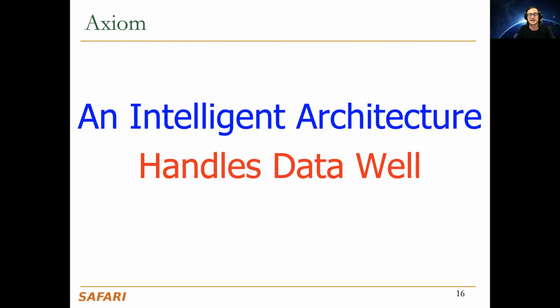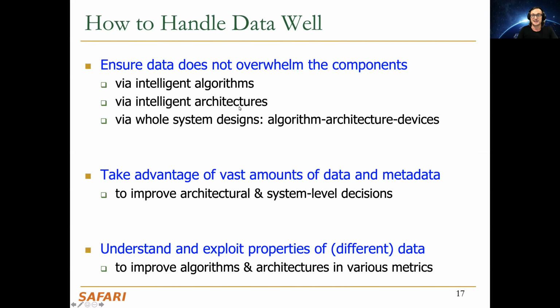And to design intelligent architectures, we need to handle data well. This means that we need to ensure that data does not overwhelm the components and the important applications we cater for by designing intelligent algorithms, architectures, and whole system designs. We want to take advantage of vast amounts of data and metadata in the decisions that we make in the architecture. This leads us to machine learning-based systems and designs.